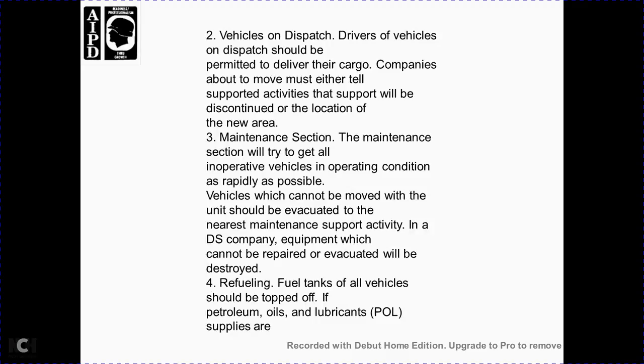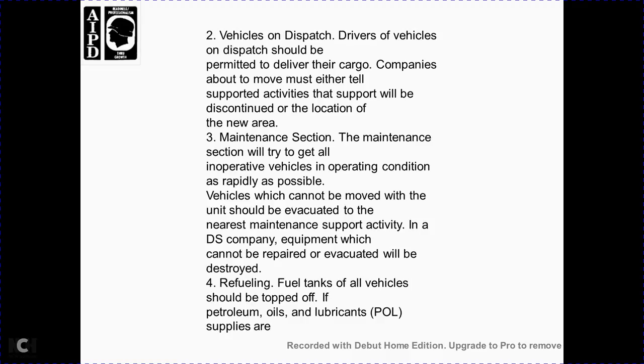Vehicles. The dispatcher should deliver the cargo companies about to move and must tell the supported activities that support will be discontinued at the location. The new area maintenance section will try to get all inoperative vehicles into operating condition as rapidly as possible. Vehicles that cannot be moved should be evacuated to the nearest supporting direct support company. Equipment that cannot be repaired or evacuated will be destroyed.